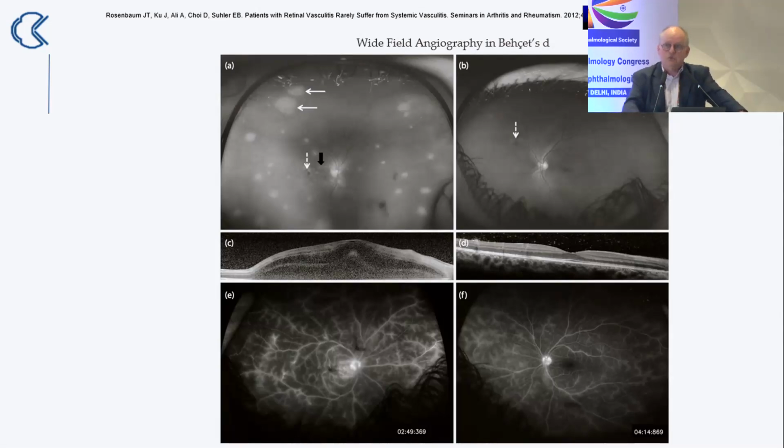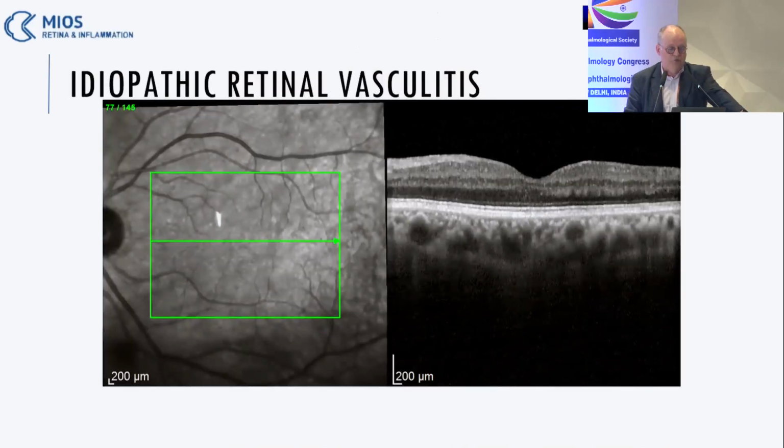Behçet's disease, I'm sure you're very well aware of. It is an acute inflammatory disease. It affects both veins and arteries, and the big problem is, in fact, recurrent disease that ultimately will lead to loss of function, particularly in the macular area. And here, wide field imaging can be particularly useful in terms of follow-up.